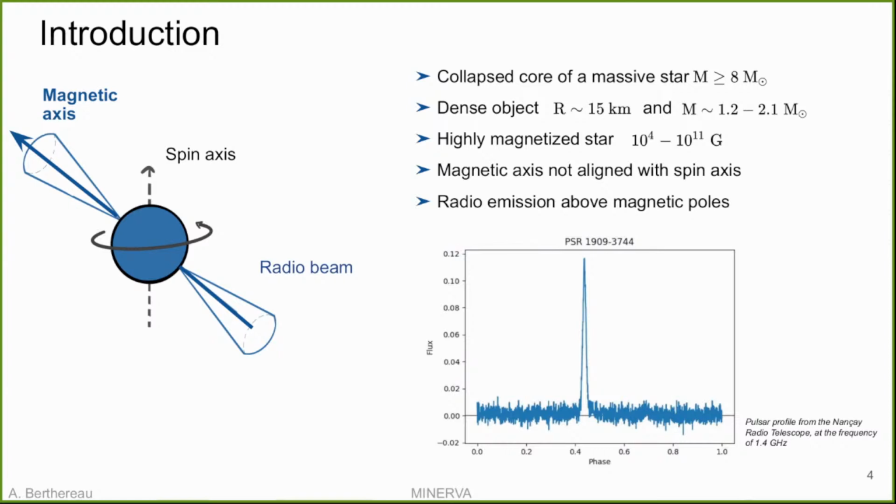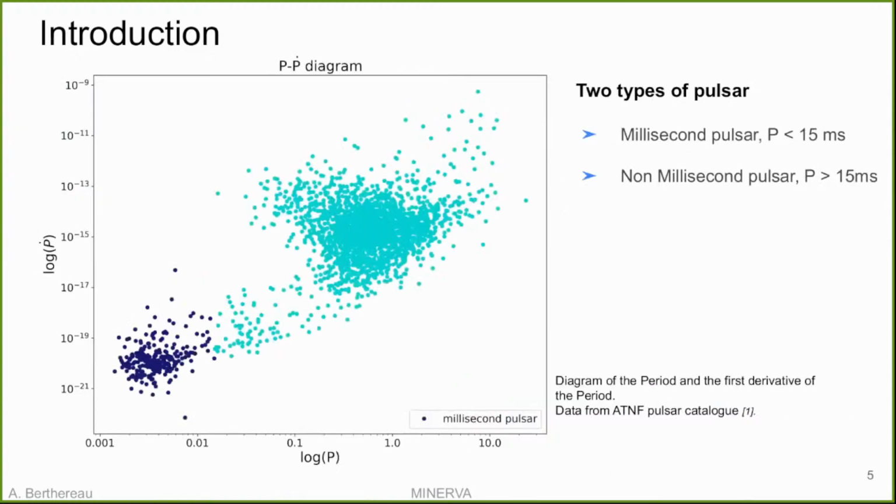This is a profile, so this is a signature of the pulsar. Each pulsar has its own profile. You can have two peaks, you can have a thinner profile or anything else, but this is the pulsar profile for 1909. And we can see this pulse every time the star is rotating. Thus, the pulse period is directly related to the star rotation.